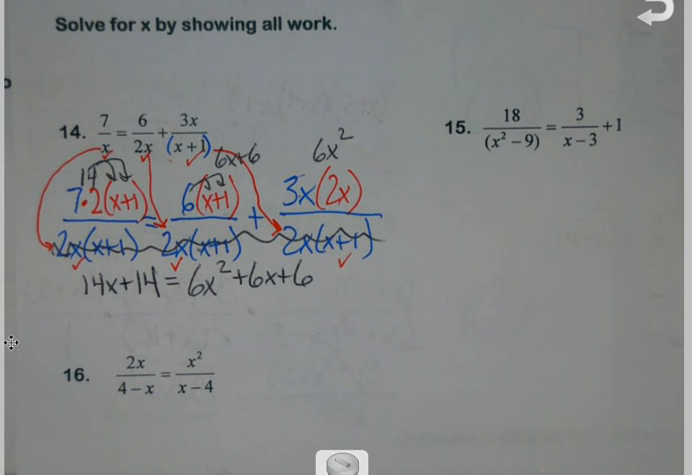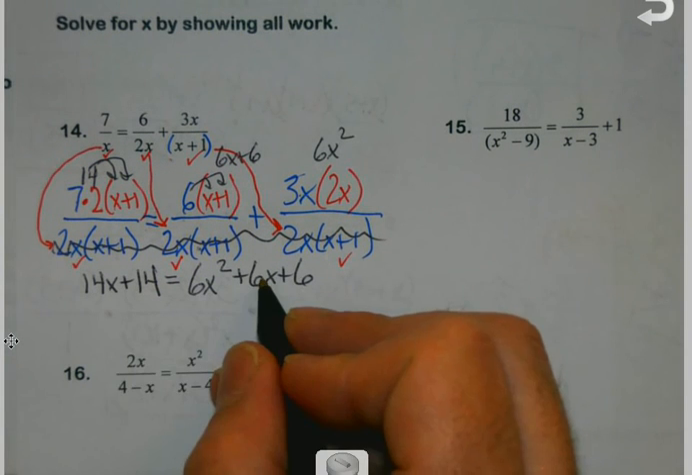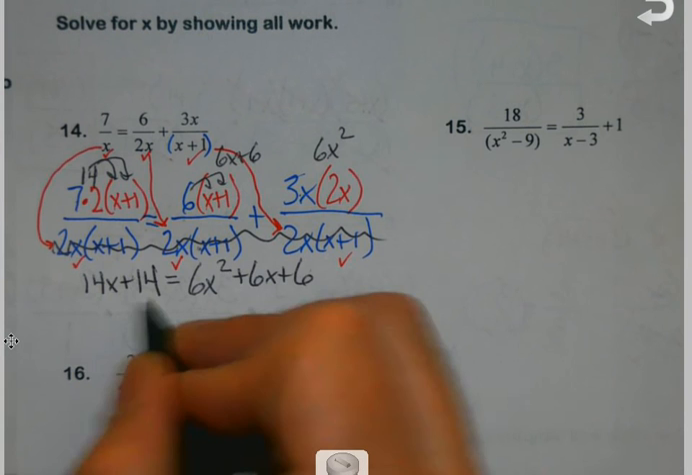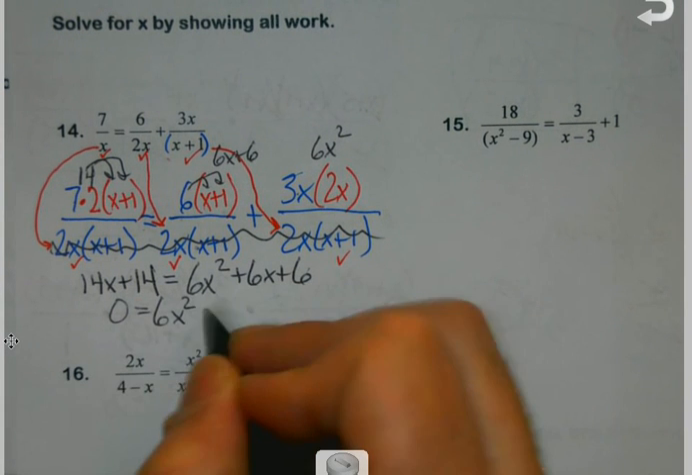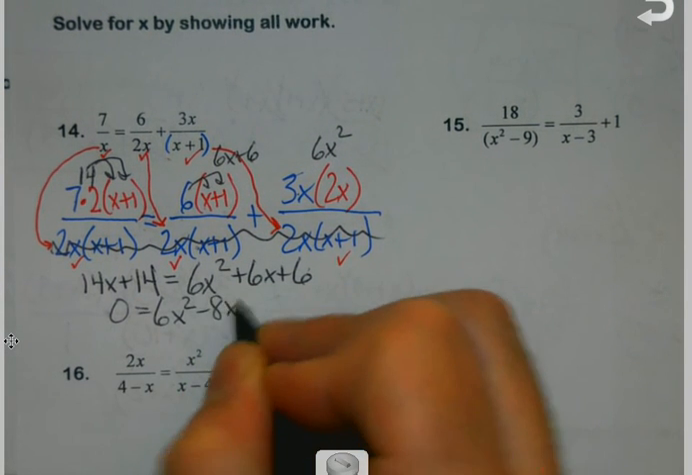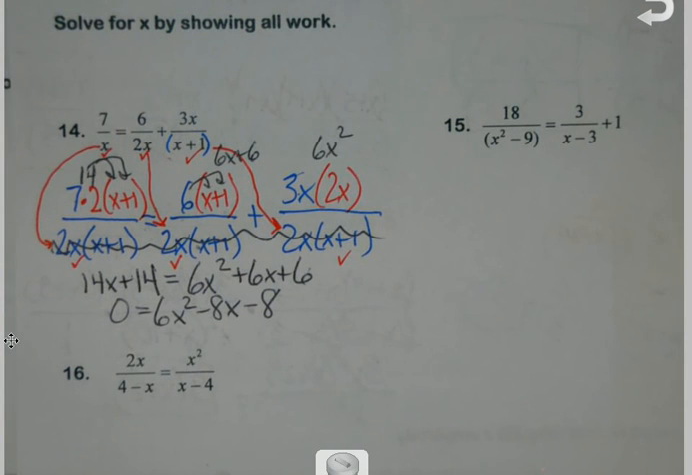If I have a squared term, I need to try to get all of my terms to that side, because we're probably going to have to factor this. So I'm going to minus the 14x, and I'm going to minus the 14. So minus the 14x, minus the 14. And I'm going to have to take a minute to go ahead and see if I can factor this.